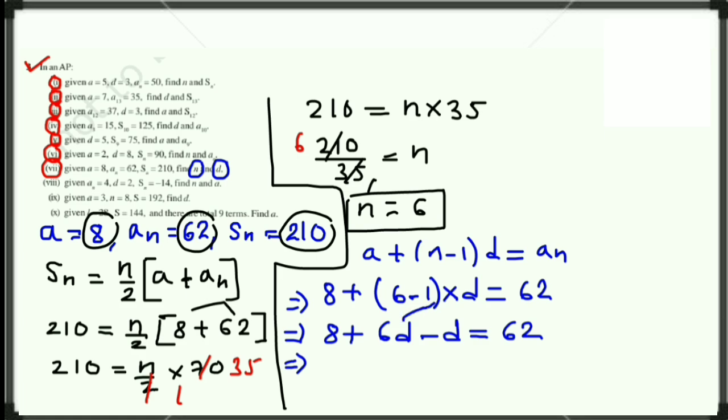Now here 6d minus 1d, 5d equal to 62, and this plus 8 goes to RHS and becomes minus 8. Now finally we obtained d equal to 62 minus 8, 54, and this 5 also goes to RHS over here. Now d, that is common difference, is 54 by 5. This is our final answer.